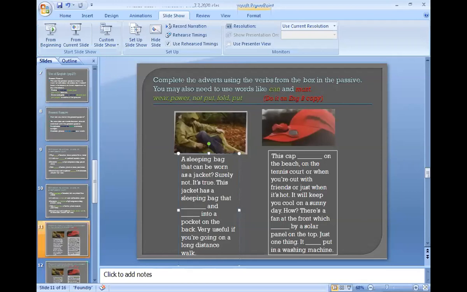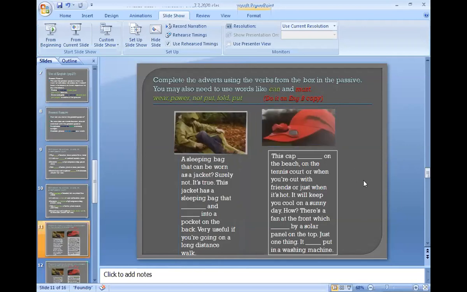Last, dash into a pocket. Now put, we cannot write putted or put in. Put is put. Okay. The third form is also put. So what are we going to write? We are going to write must put. Must put. Now come to the second picture.